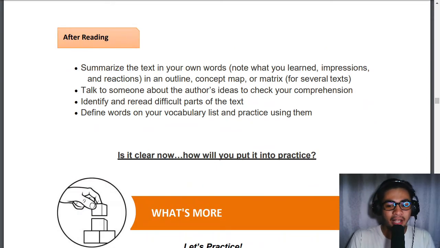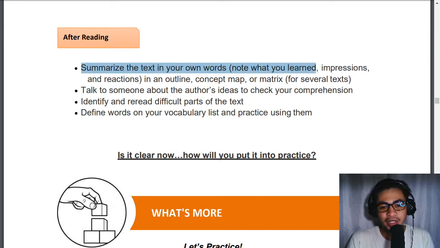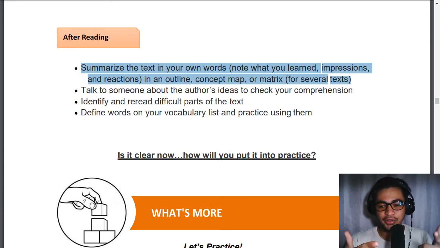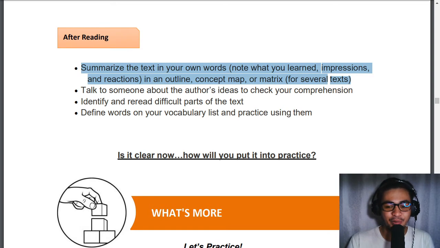After reading. Ay, imong button after reading is this one. Summarize the text in your own words. Note what you learned, impressions and reactions in an outline, concept map, or matrix. So, summarize the selection, the text that you have read. Depende in your own words. Do not copy from the selection. You write it down using your own words. Imong kaugalingong words ang gamiton. Dili ka magkopya kung simo nakuha from the selection.